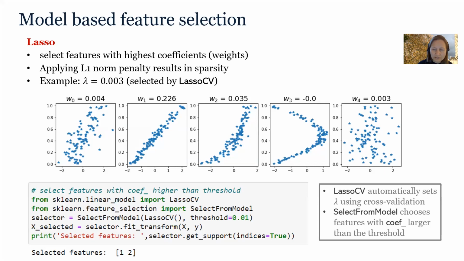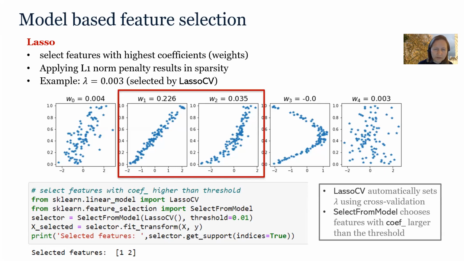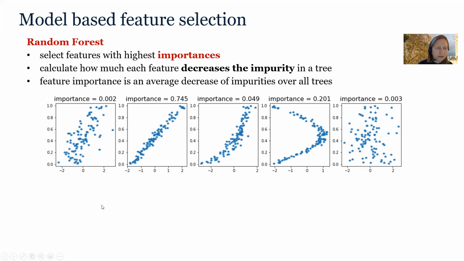And we can see that with this method, we selected feature 1 and feature 2, which are the two features that have a linear or close to linear relationship with targets and low noise. Now we will change the model and we'll look at random forest.